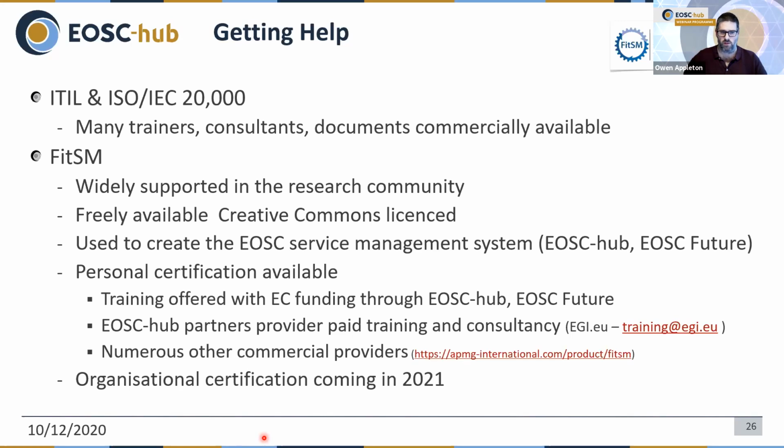There are also a number of EOSC-hub, well, at least one EOSC-hub partner who provides paid training and consultancy. That's my own organization. So we do in-house training for a whole bunch of people. So if you want training that is for a whole bunch of your staff at once, this is often the better way to go. But there are numerous other commercial providers as well. I'll put a link in here to the list of current FitSM providers from the APMG website. This is the certification body, the accreditation body we work with. And in 2021, there will also be organizational certification available, not just personal certification.